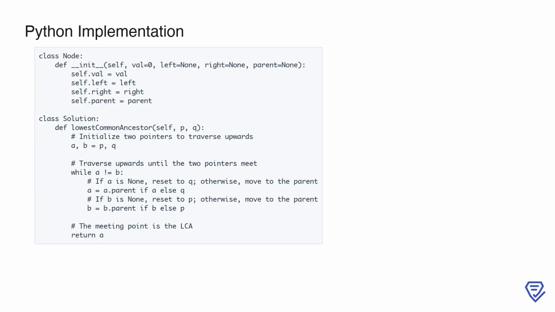This approach elegantly solves the problem by exploiting the parent pointers and ensures that the solution is both time and space efficient. It handles all edge cases, including when one node is the ancestor of the other or when the nodes are at different depths in the tree.